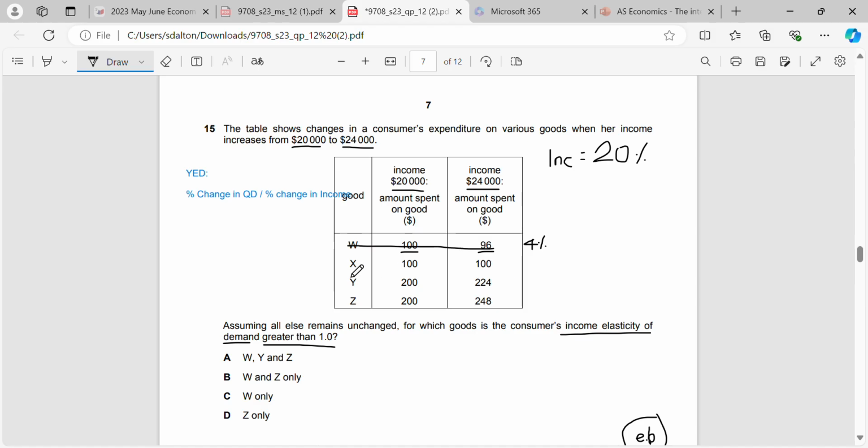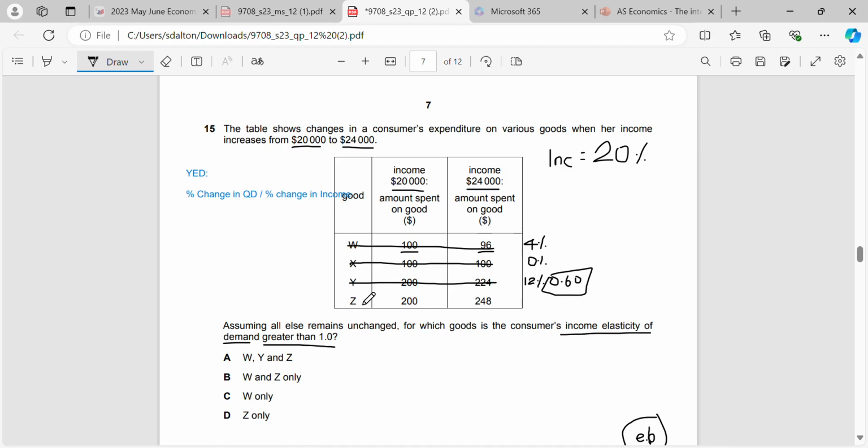X, we can tell straight away without even calculating it, that's going to be less than 1.00, not greater, because there was a 0% change in quantity demanded. Y, 24 over 200 is the same as 12 over 100, which is a 12% change in quantity demanded. 12% over 20%, less than 1.00. It's going to be 0.60, if my maths is correct.